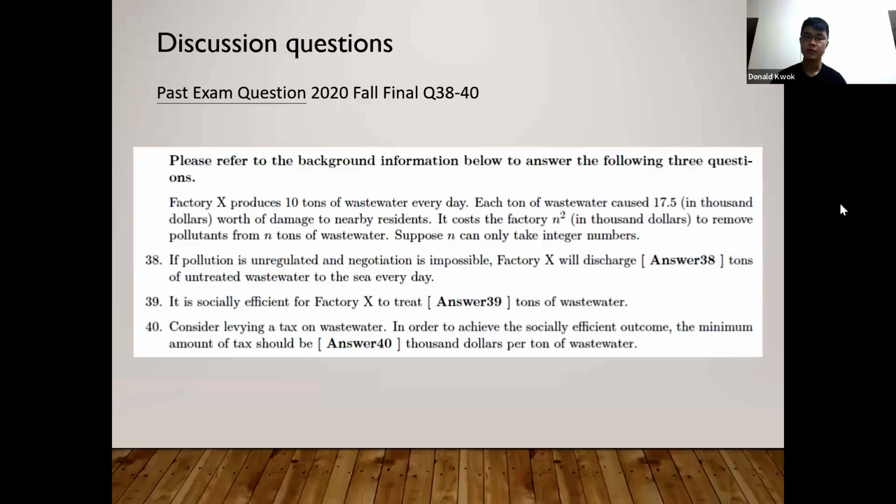Okay, so let's start with question 38. If pollution is unregulated and negotiation is impossible, what would be the untreated wastewater that factory X would discharge? Because treating the wastewater incurs certain amounts of cost, related to the n square here. So if pollution is unregulated, then factory X would just choose not to treat the wastewater and just discharge everything. This is why factory X would discharge all 10 tons of wastewater every day.